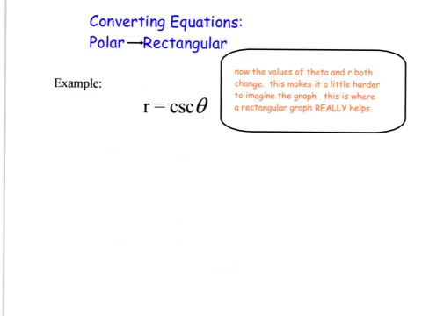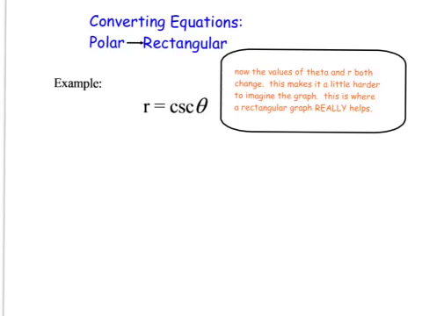Our next example, polar form, r equals cosecant theta. My goal, remember, is to eliminate r and theta. I don't really think very well in terms of cosecant. Also, none of my tools deal directly with cosecant. They deal with sine and cosine. So the first thing I'm going to do is go ahead and change this to sines and cosines.